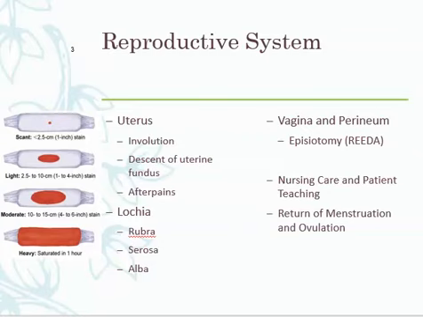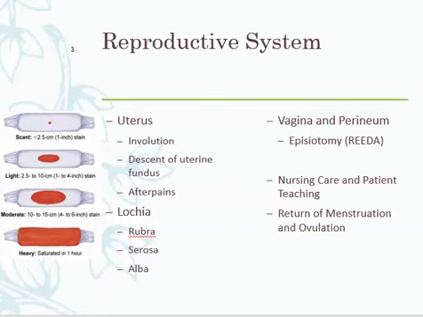And per ATI, heavy or saturated means they have saturated a perineal pad in 15 minutes. That is postpartum hemorrhage. So if they completely saturate that pad in 15 minutes, that is considered to be postpartum hemorrhage. So looking out for that as well.